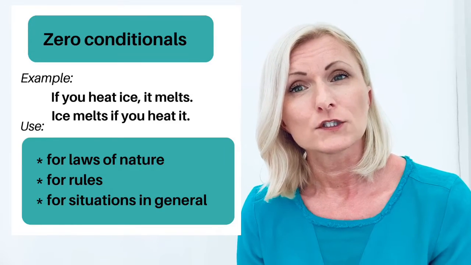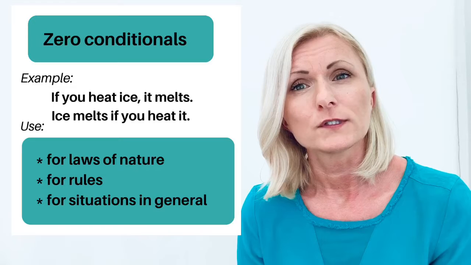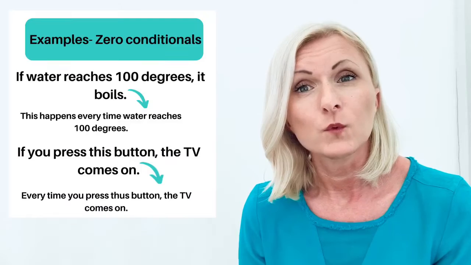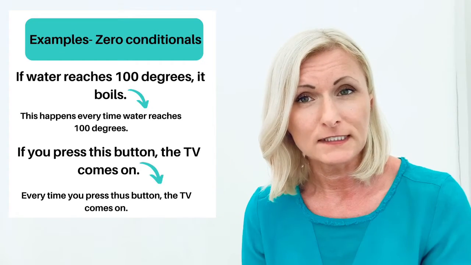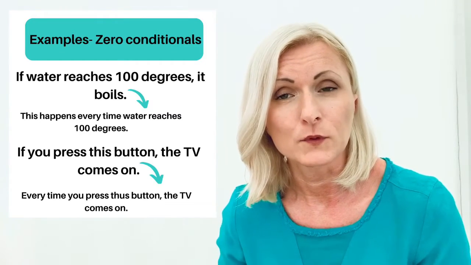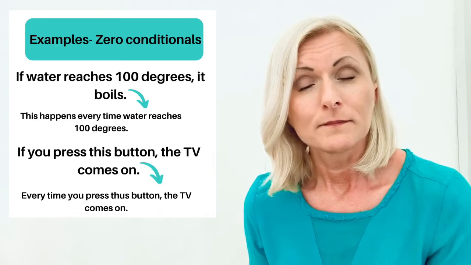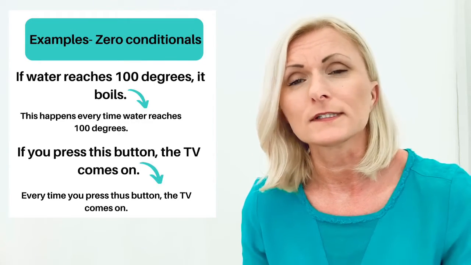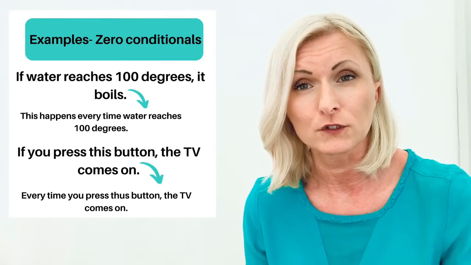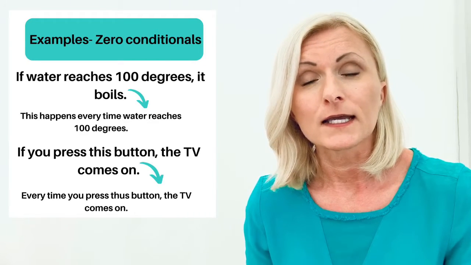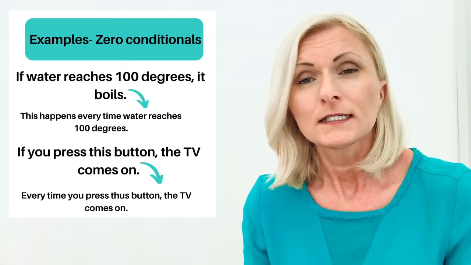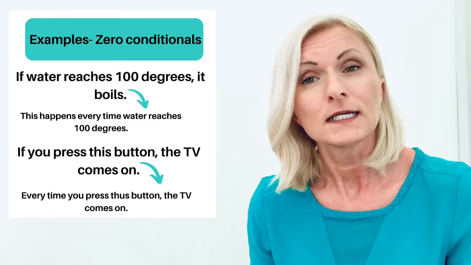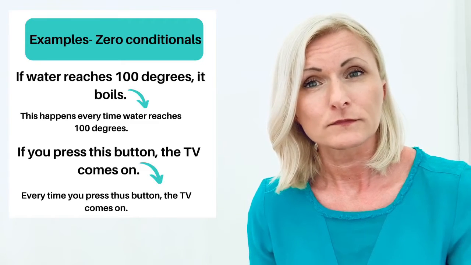So the zero conditional sentences are used to talk about situations in general. If water reaches 100 degrees, it boils, for example. Or maybe something on a remote control. You want to talk about what happens if you press this button on a remote control. So you could say, well, if you press this button, the TV comes on. This is every time you press the button, the TV comes on.